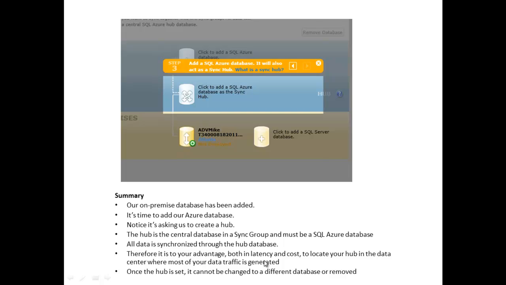Therefore, it is to your advantage, in both latency and cost, to locate the hub in the data center where most of your traffic is generated, or where you have the least amount of network latency. We'll talk about that later, and there is a way we can check that. Once the hub is set up, it cannot be changed to a different one or removed. All right, so make sure you pick your hub wisely.